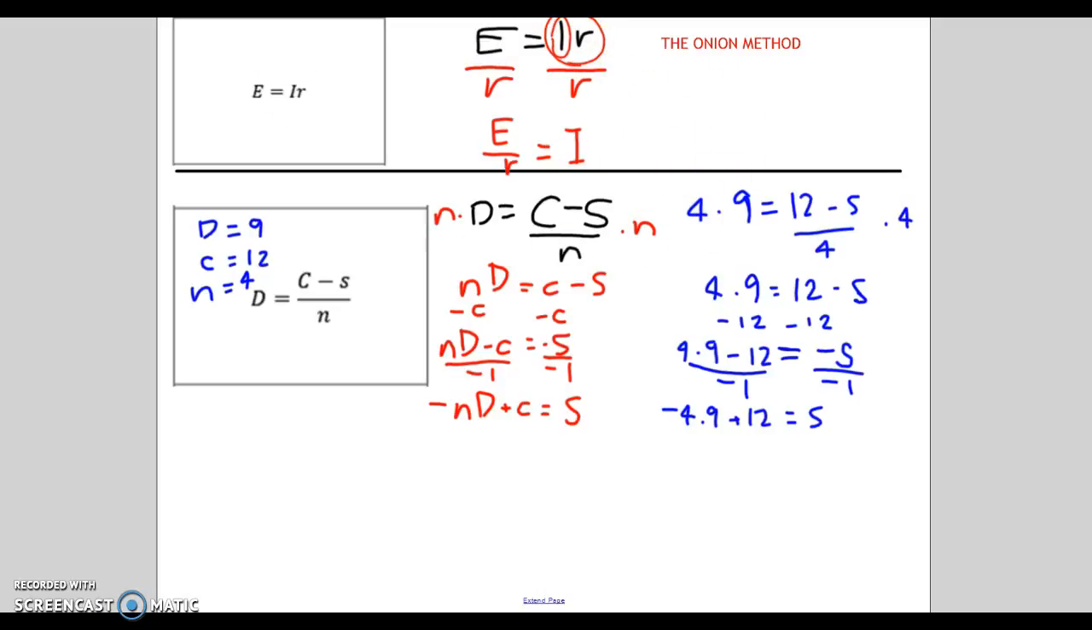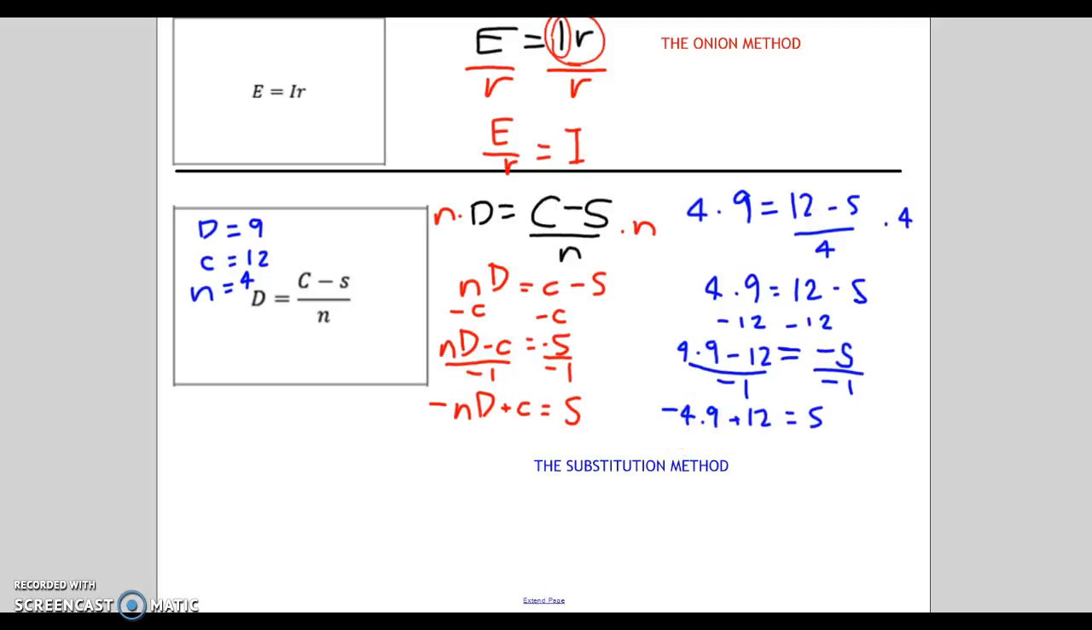This next method was not the onion method. It looks like what she did was she took all of the letters that weren't S, the letter that she was looking for, and substituted random numbers, 9, 12, and 4, in for the other ones. This is called the substitution method.